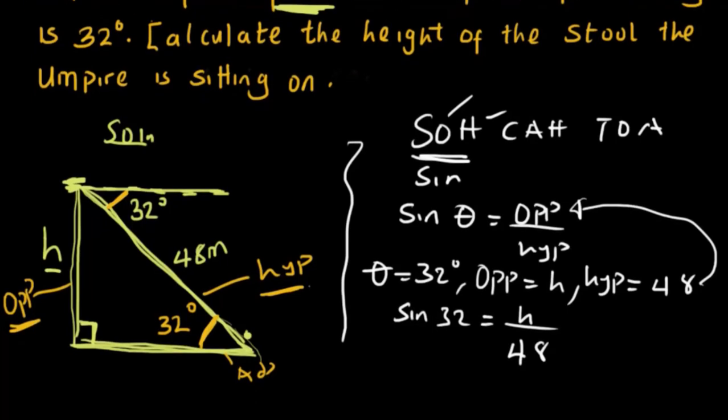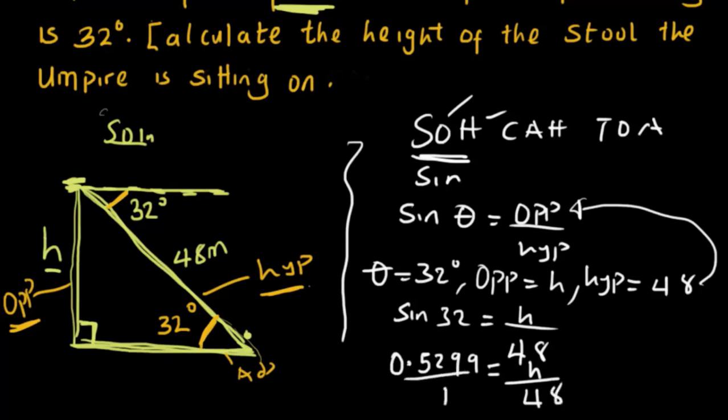Do you understand? Now we have to find sine 32 with either a 4-figure table or with a calculator. So sine 32 is 0.5299. Now if you are using a calculator, make sure it's in degrees, not rad or radian. Do you understand? So we have 0.5299 equals H over 48.